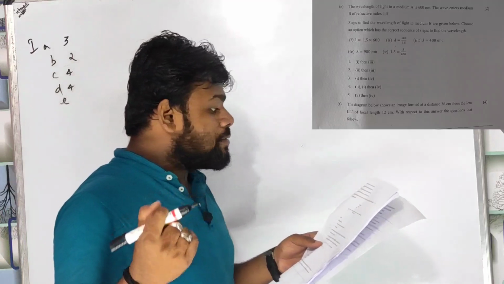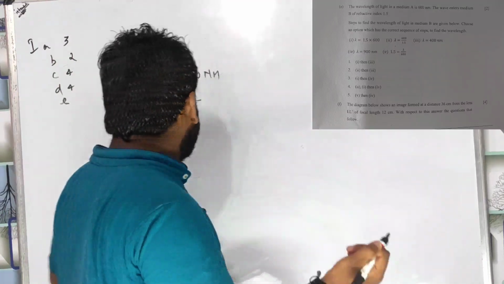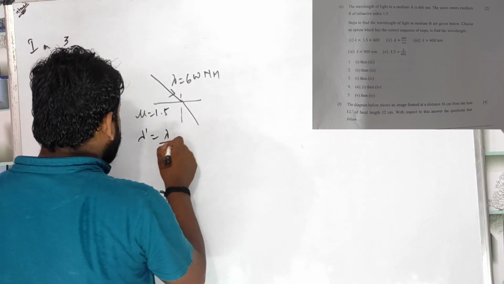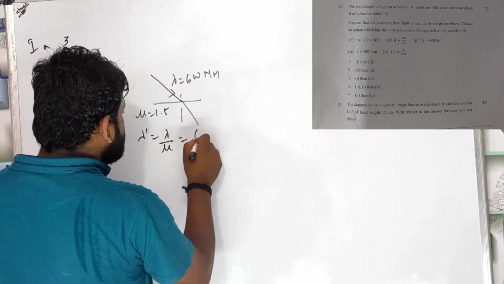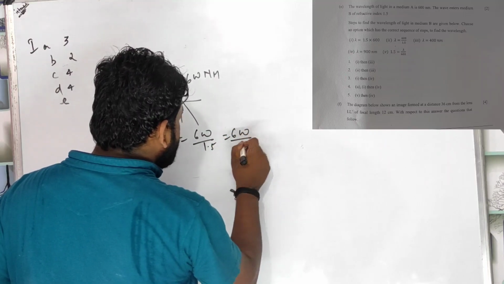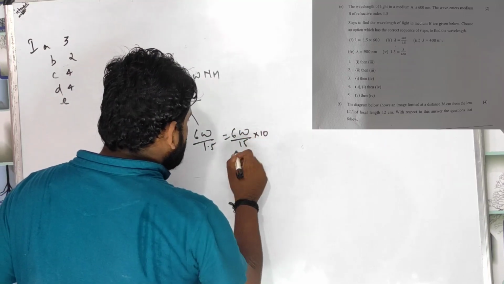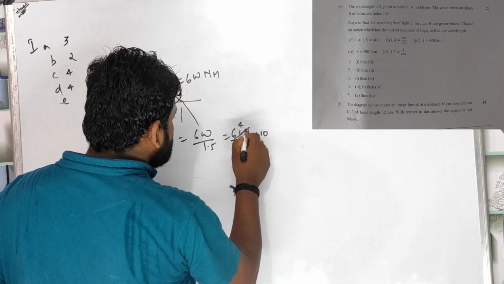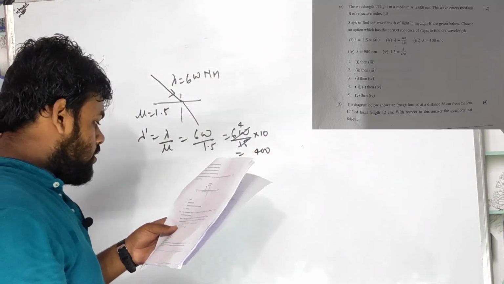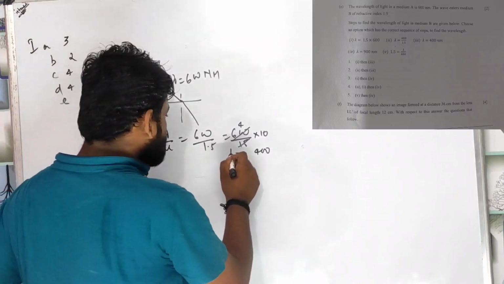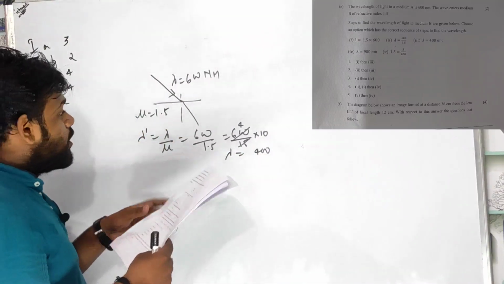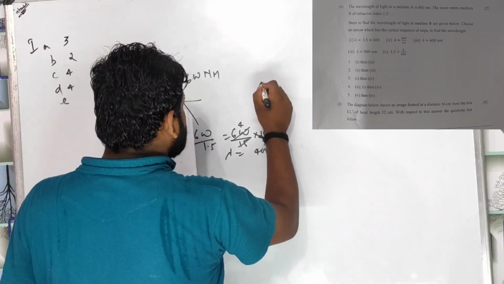Here it is asking for the steps to find the wavelength of medium B. Definitely you can find lambda by lambda upon mu, that means 600 divided by 1.5, which is equal to 600 divided by 15 times 10, so how much will it be? 40 times 10 is 400, so lambda equals 400. It is given in step 3.